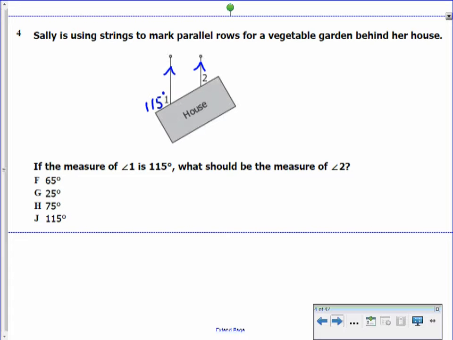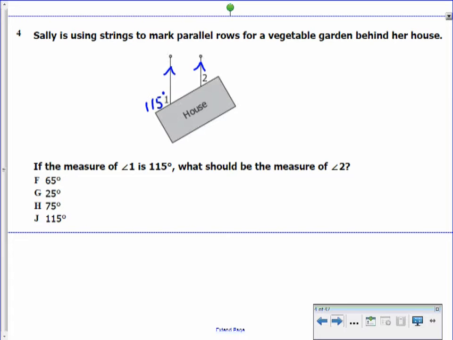So is there a relationship between 1 and 2? Are they same side interior again? No, they're not on the interior. Are they corresponding? No, because one's on the left, one's on the right. So we're going to have to do a little bit more work here.